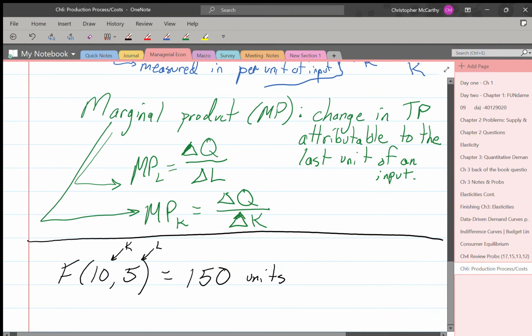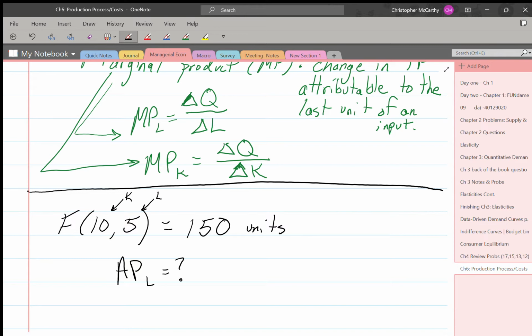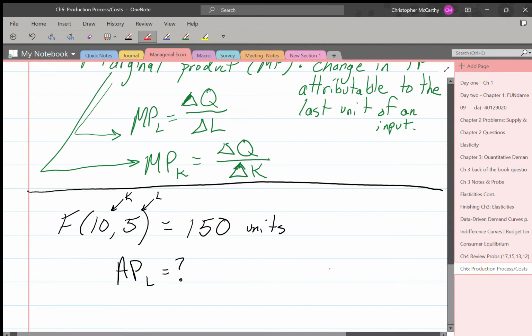So compute the average product of labor. What is our average product of labor? And then while we're at it, let's go ahead and compute the average product of capital.